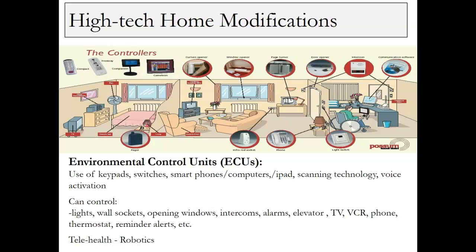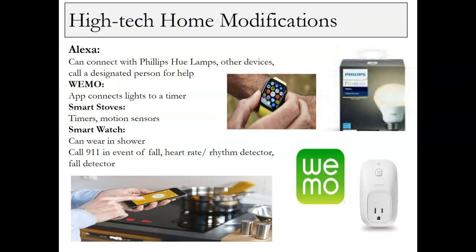Home modifications. Environmental control units, ECUs. If you're familiar with those, we talked about that with Stephen Hawking. You can control everything from your laptop, from your computer, from your wheelchair: the lights, the phone, the locks. There's a page turner, window opener, curtain opener, intercom, communication, light switches, infrared, and a pager. Just endless possibilities if you have the resources to set it up.